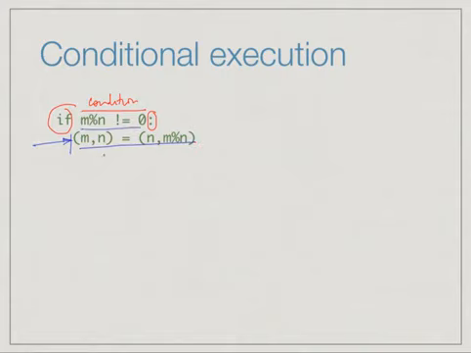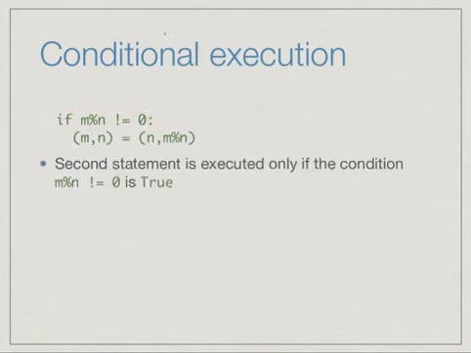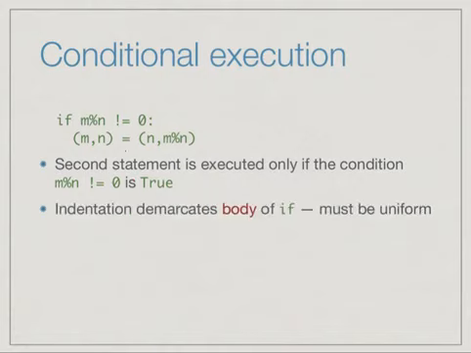So we make the simultaneous assignment of m taking the old value of n and n taking the value of m divided by n only if m divided by n currently is not 0. So the second statement is executed conditionally only if the condition evaluates to true, and indentation demarcates the body of the if. The body refers to those statements which are governed by the condition that we have just checked.